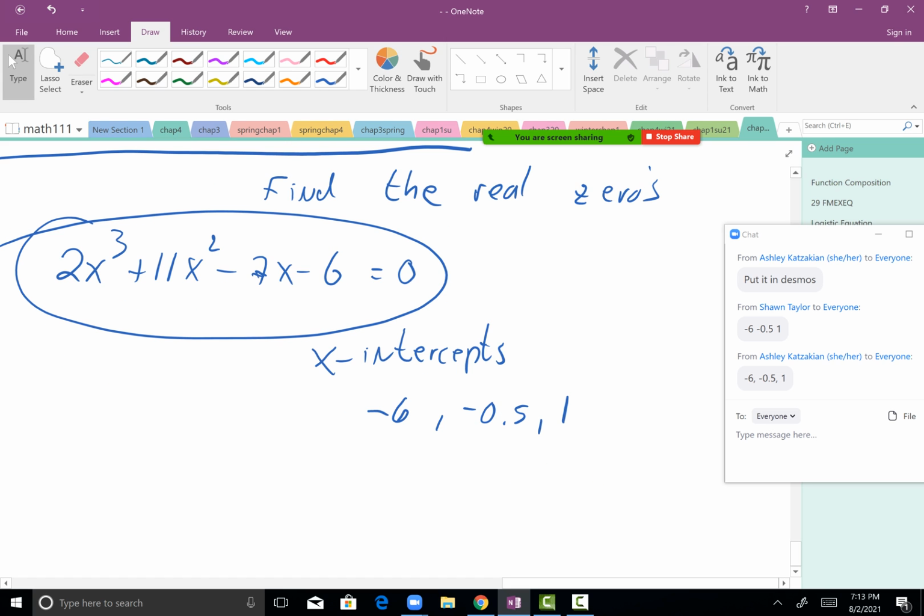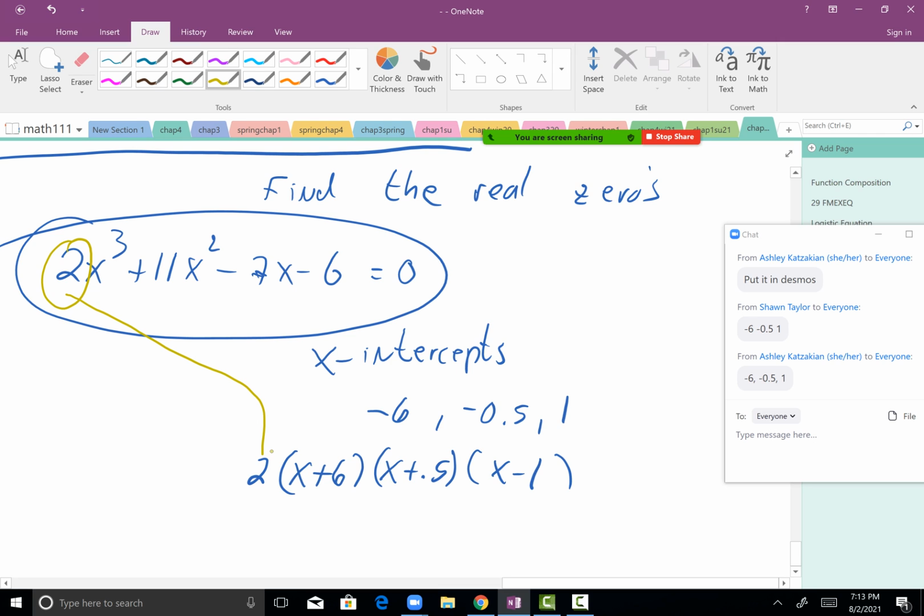So what does that mean? That means I can rewrite it in this form. This would be x plus 6, it's the opposite, x plus 0.5, x minus 1, and I'm going to toss a 2 out in front. Where did that 2 come from? Right here. So that's written in factored form now.